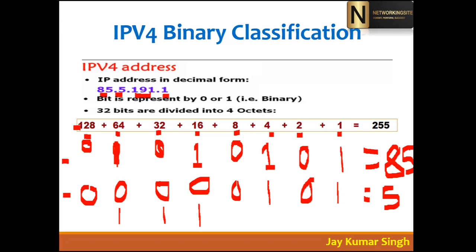So if I'm taking 64 plus 32, it is 96. Then if I'm adding 16, it is 112. And still I have to find 191. Then again I can take 8, then it is 120. Then again I can take 4, then it is 124. No, sorry, I have to calculate 191, of course.